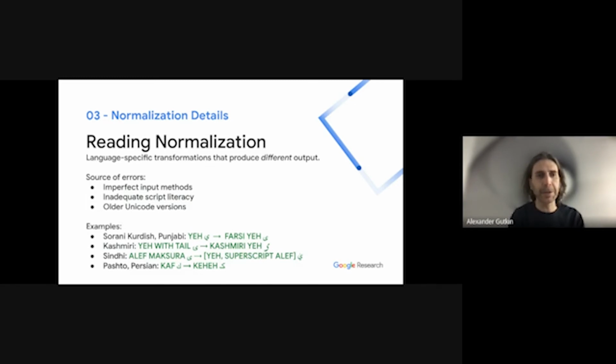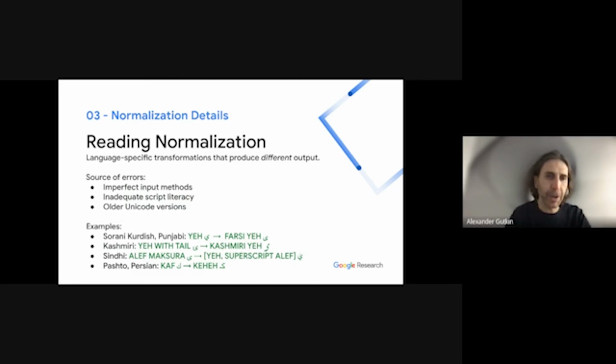And these are needed when we have several errors, which may be due to imperfect input methods, inadequate script literacy, where people use wrong letters which come from foreign orthography, and older Unicode versions, when we have documents with people using deprecated letters. And there are quite a few examples like this.